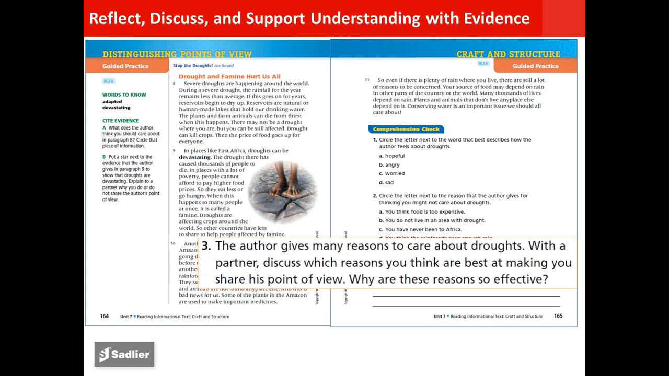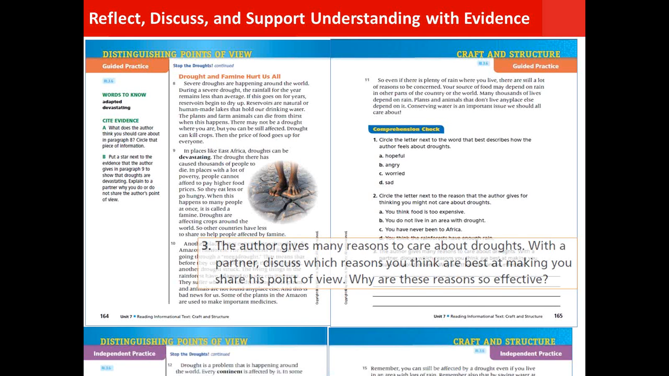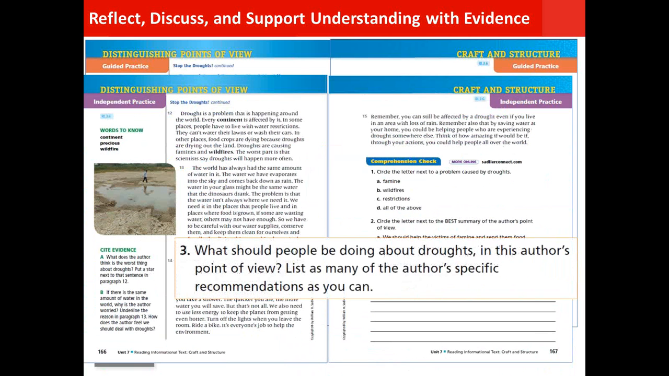Here is an example of a question for students to reflect and use the text to cite evidence in their answer. The author gives many reasons to care about droughts. With a partner, discuss which reasons you think are best at making you share his point of view. Why are these reasons so effective? Another question. What should people be doing about droughts in this author's point of view? List as many of the author's specific recommendations as you can.